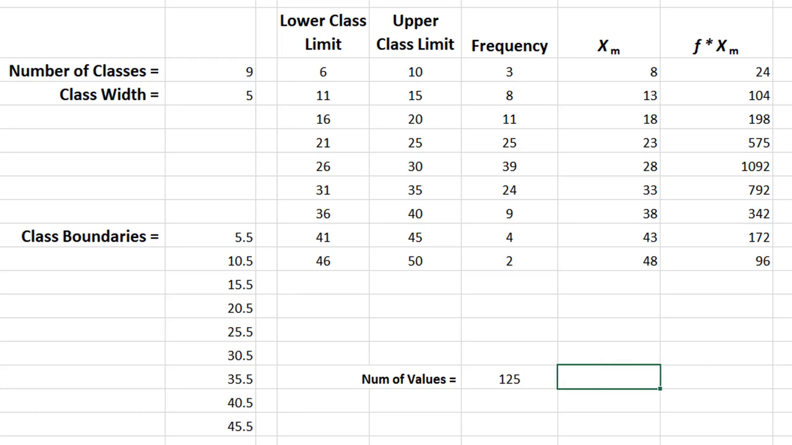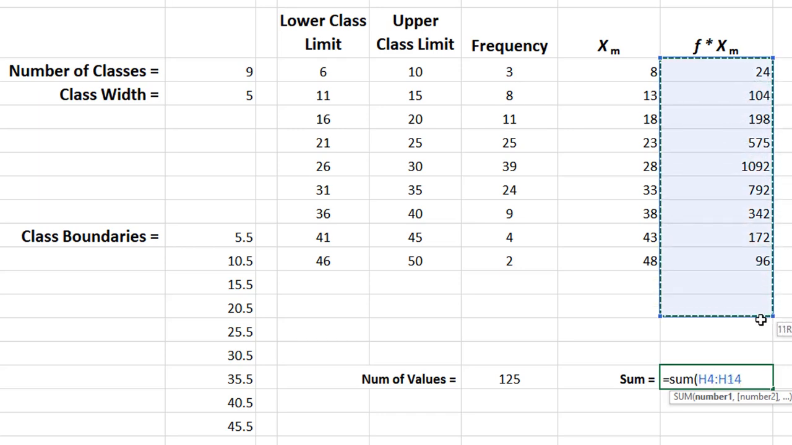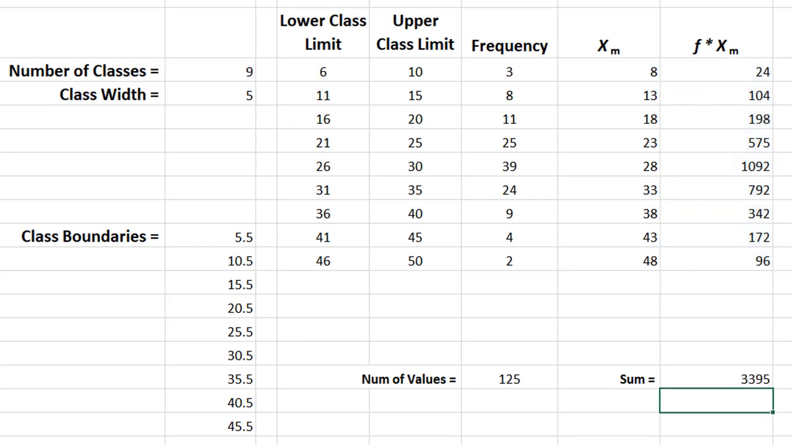So I'm going to say sum equals, just to label the cell next to it. Let's make that a little bit prettier here. Okay. Equals sum, open parenthesis, and grab all of these. I'm going down a little bit further than I have to. It just discounts these cells if there's nothing there. I'm going to close parentheses, press enter, and we have 3395.